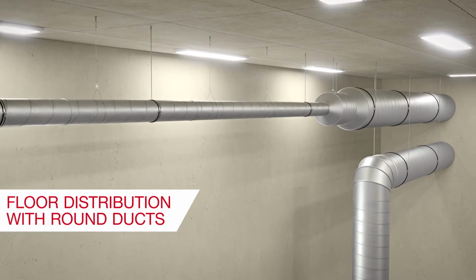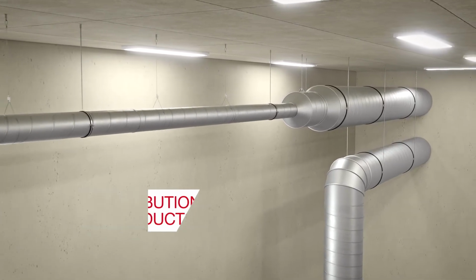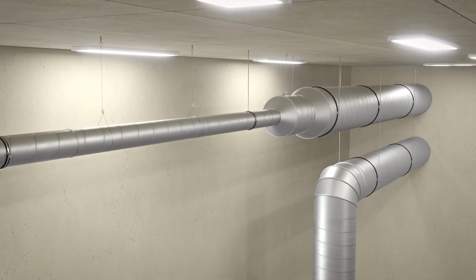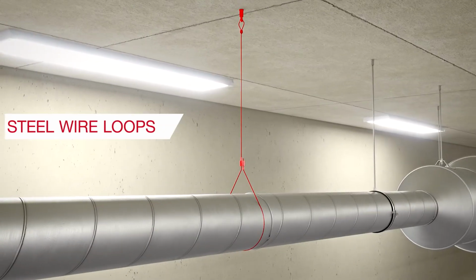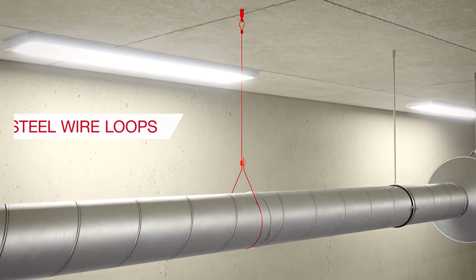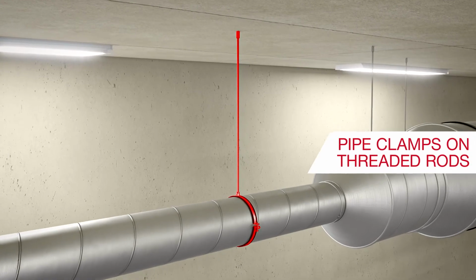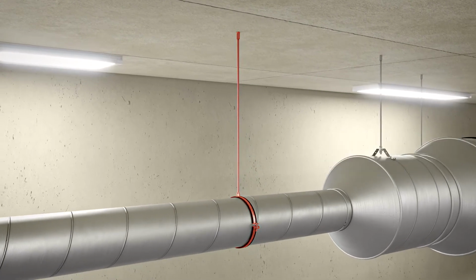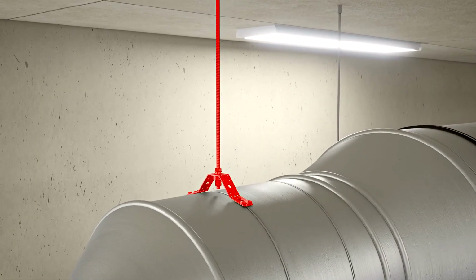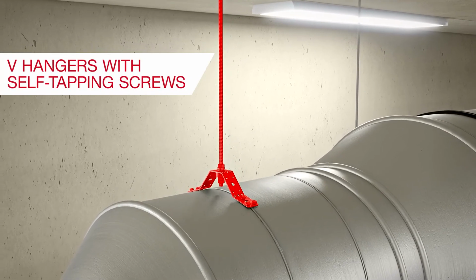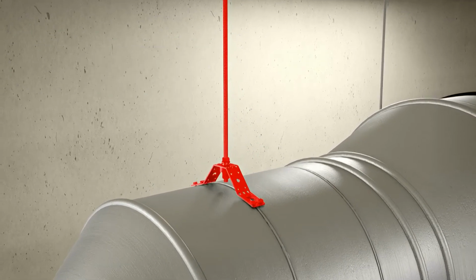Floor distribution is the fourth phase. Here, the air ducts are mostly round in shape. Steel wire loops are the main support solution. Pipe clamps on threaded rods are also common. For this phase, some areas again rely on V-hangers with self-tapping screws.